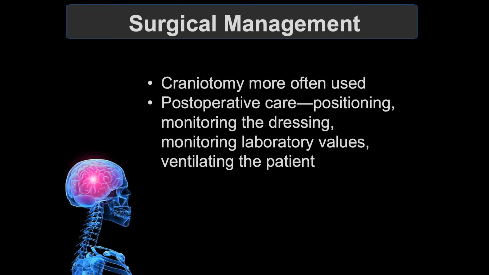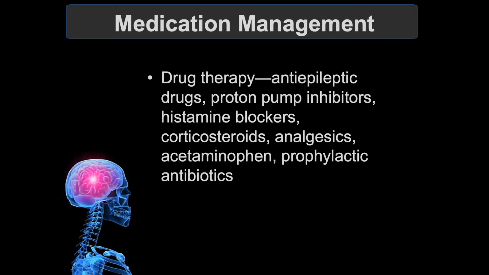Postoperative care includes analgesics, including codeine for headache and acetaminophen for fever or mild pain, and dexamethasone to control cerebral edema. You may also use glucocorticoids for the same purpose, that is, to reduce the edema, phenytoin and other AEDs to prevent or reduce seizure activity, and histamine blockers such as ranitidine or PPIs in order to decrease gastric acid and prevent the development of stress ulcers. So you should continue with postoperative care, including positioning, monitoring the dressing, monitoring laboratory values, and ventilating the patient as needed.